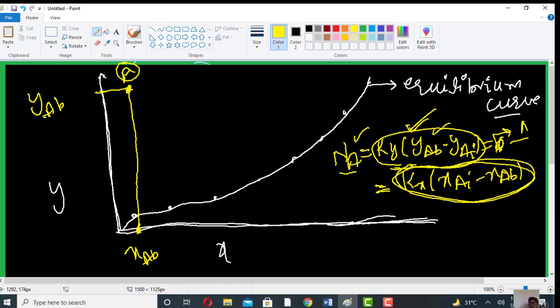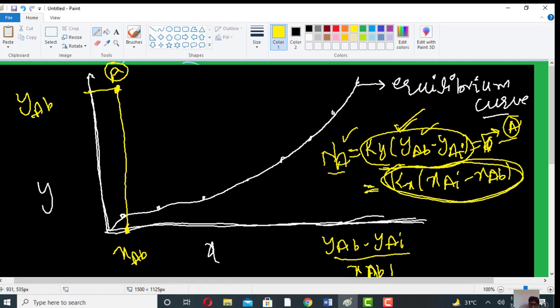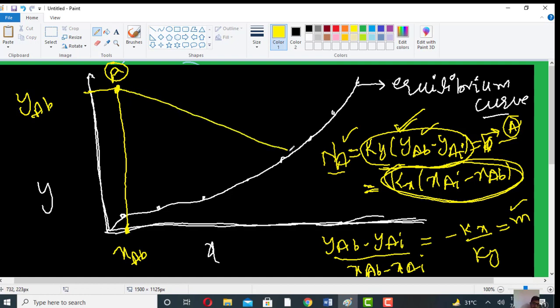Now rearrange this equation. Suppose this is equation A. Rearranging, we will get (YAB minus YAI) divided by (XAB minus XAI) is equal to minus KX divided by KY. And this is nothing but the slope of this line. So minus KX and KY are given to us. So simply divide KX by KY and take the minus sign. We will get the slope of the line.